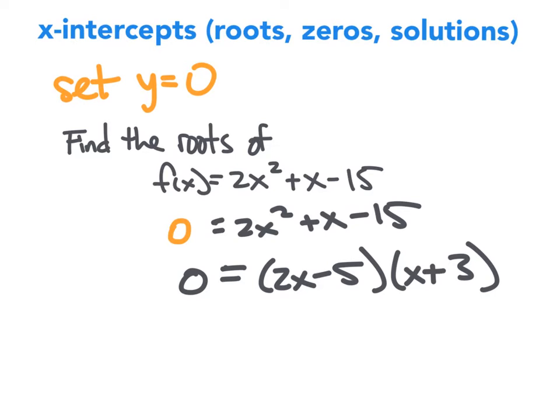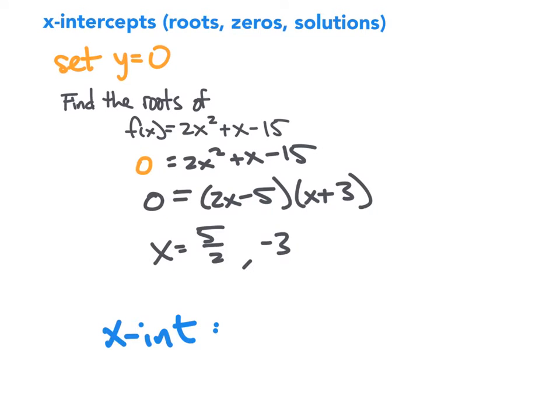But this is going to factor down to 0 equals 2x minus 5 times x plus 3. And now to solve, we remember that we set each factor equal to 0 and solve, so x is going to equal 5 over 2 and negative 3. So my x-intercepts are at 5 halves, or 2.5, 0, and negative 3, 0.